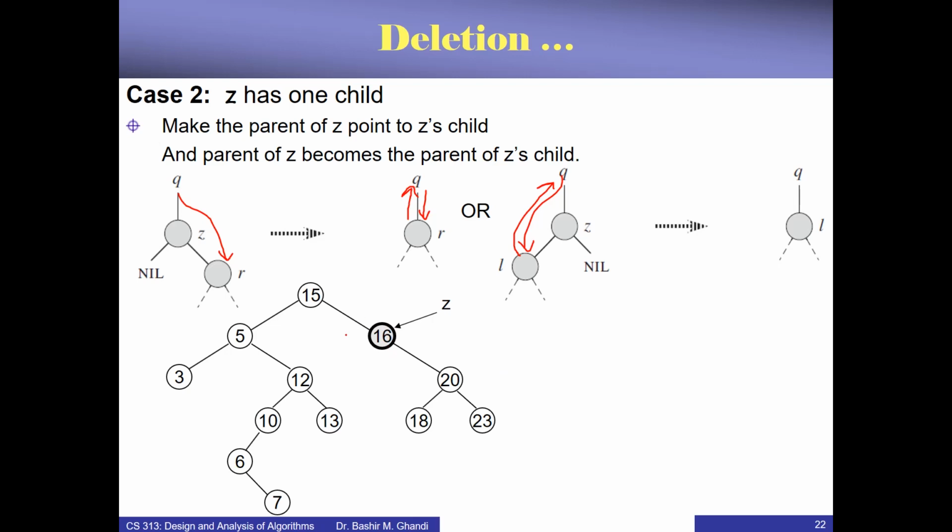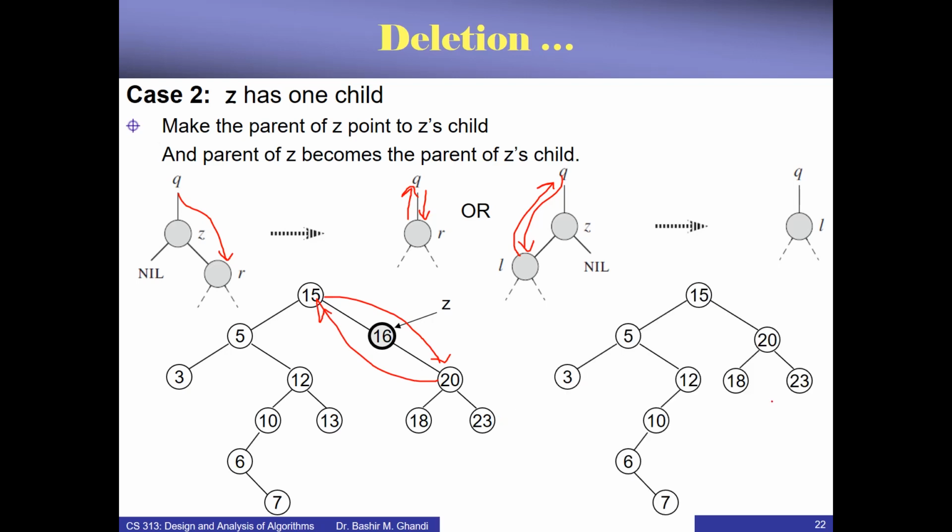This is a real example. 16 has only one child, a right child, so we're going to make 15 point to the right child and 20 point to 15 as its parent. So this is what we end up with.